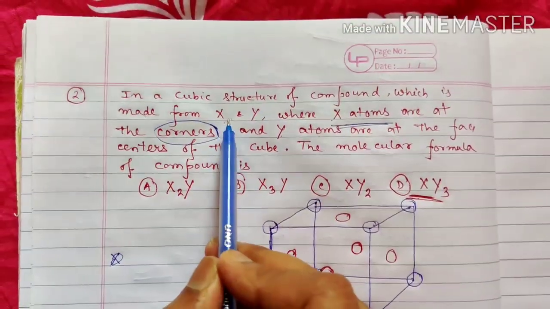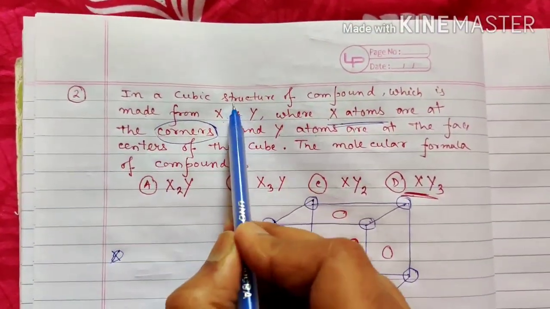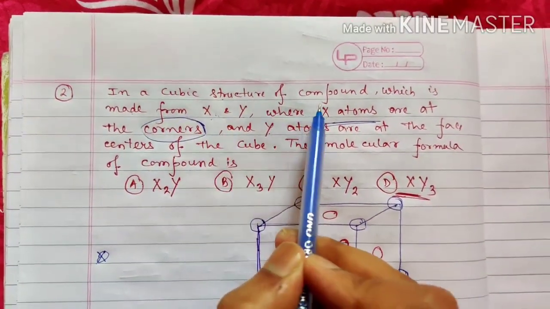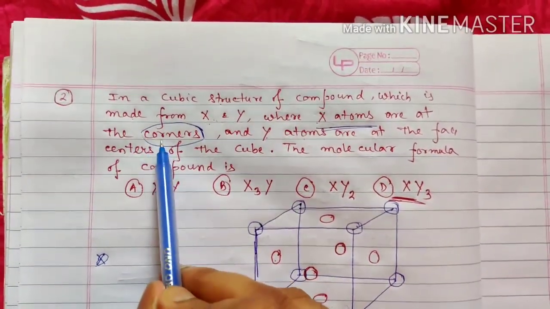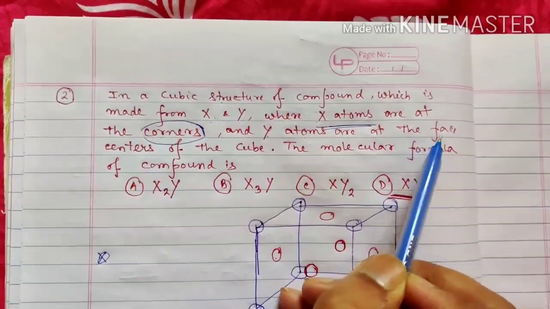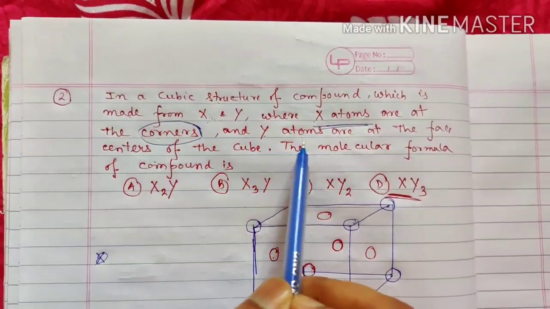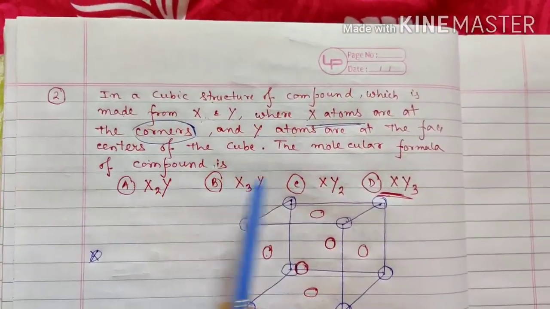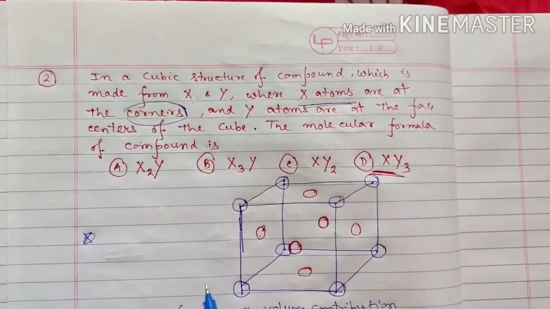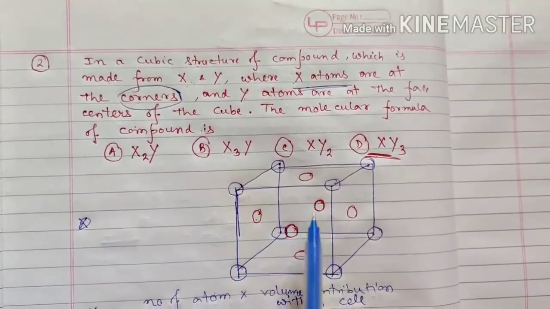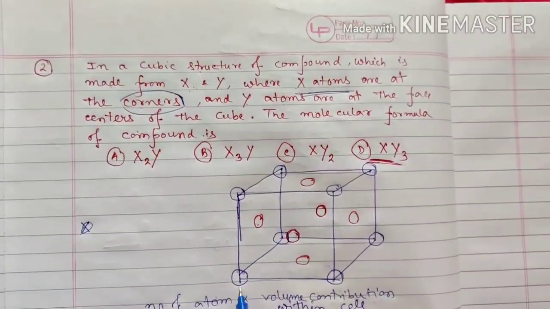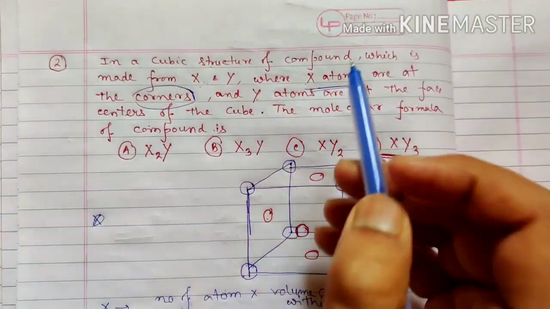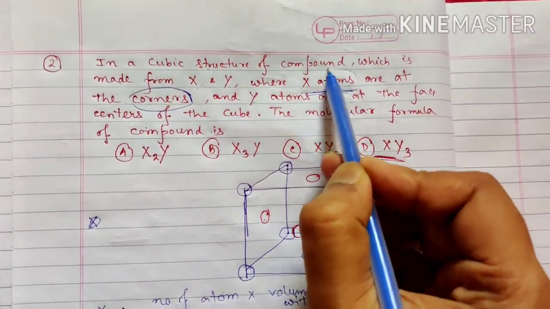In a cubic structure of compound which is made from X and Y, where X atoms are present at the corners and Y atoms are at the face center. What will be the molecular formula of the compound? 4 options are given. So for that, first I have drawn the cubic structure. Then you can see with blue I have drawn the X atoms, this one.